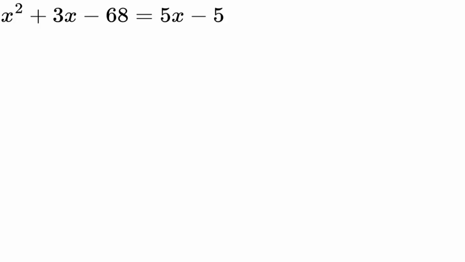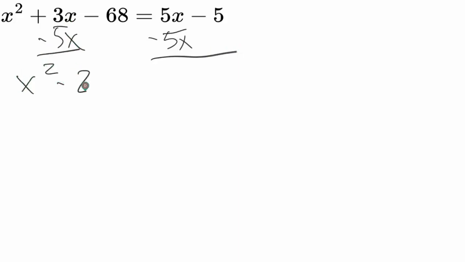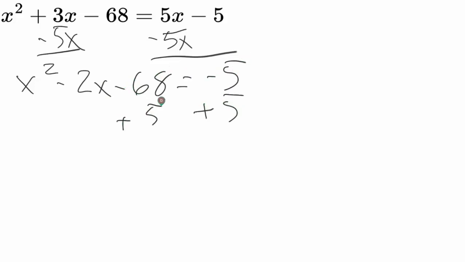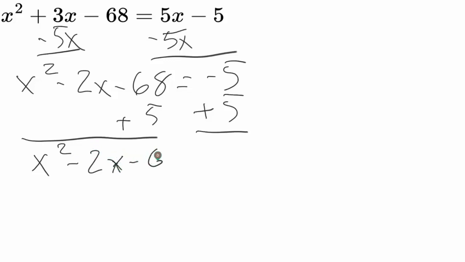So the x squared's on the left, so we're going to go ahead and subtract 5x squared from both sides, and we get x squared minus 2x minus 68 equals negative 5. And we're going to add 5 to both sides, and then we're going to check to see, can I factor this thing? Because if we can factor it, that's usually the quickest way if you can see it, right? If you can't see it, then we either go to the quadratic formula or we go to graphing.